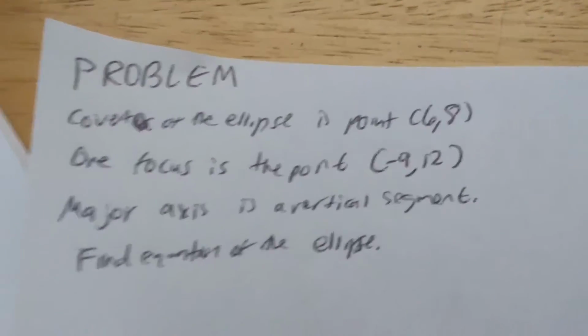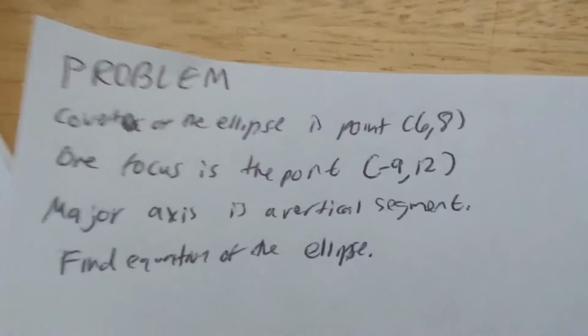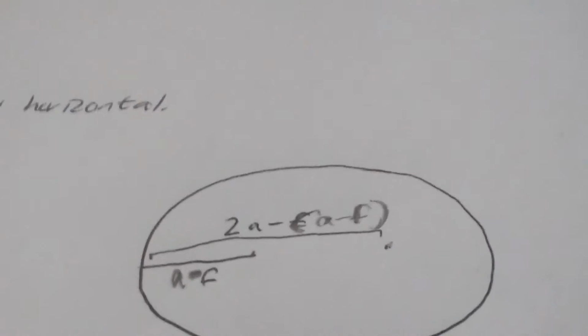is 0.68. The focus, one of the foci, is negative 9, 12, and the major axis is a vertical segment. Let's find the equation of the ellipse. First, before we get into that, let's explain the various parts first.